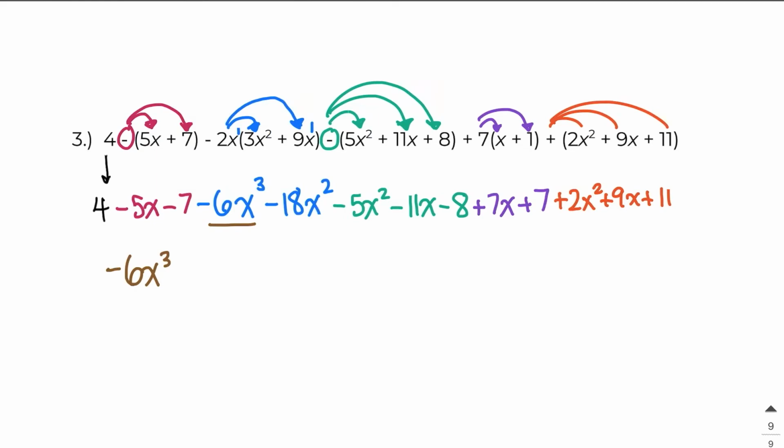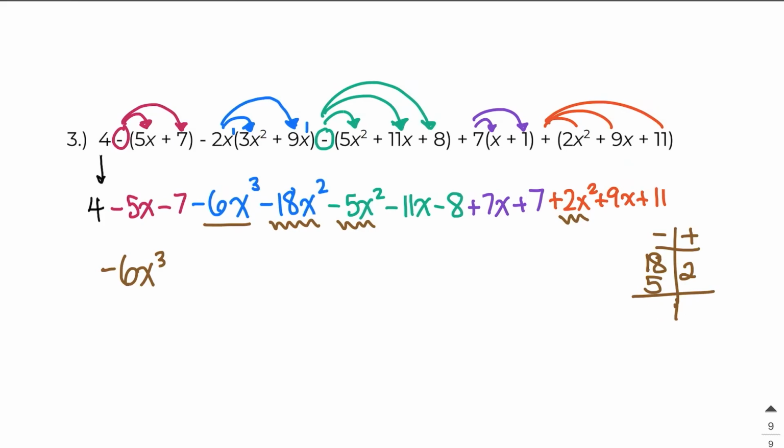So if you see here, I've got negative 18x squared, and I'm actually going to use the scoreboard for this. So negative 18x squared, team negative won the 18 points. Negative 5x squared, team negative won the 5 points. And then 2x squared, team positive won those 2 points. So here I can see team negative won 23 points. Team positive won 2 points. So team negative won by 21 points. So this is minus 21x squared.